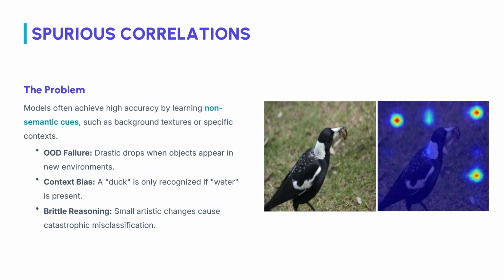Look at this relevance map, for example. The model is supposed to be looking at the bird, but most of its attention is scattered across the background grass. And sometimes, when the background changes, the model might fail. This leads to drastic performance drops on adversarial examples, unseen viewpoints, and artistic renditions.